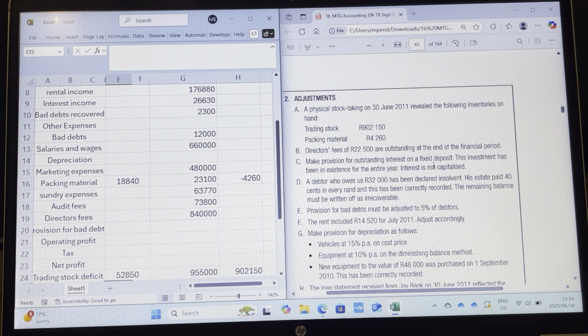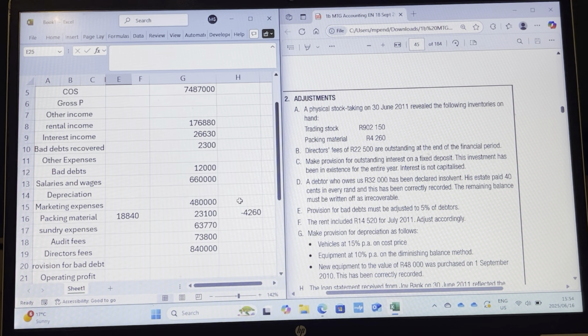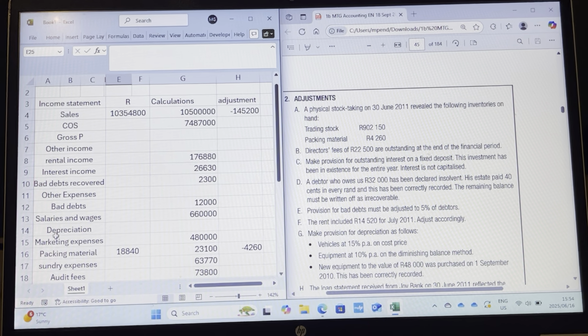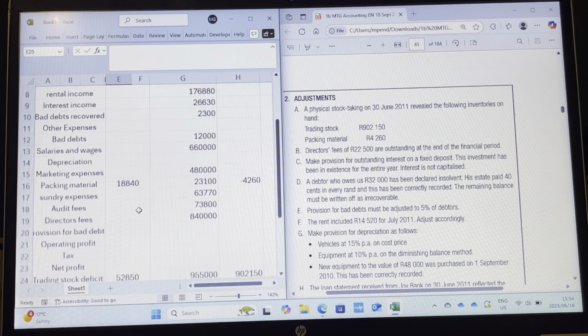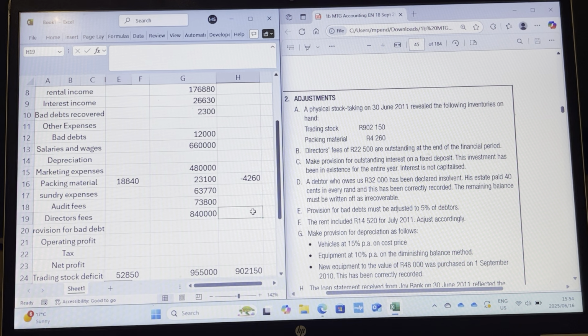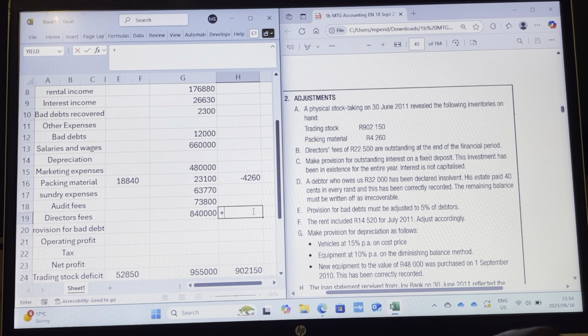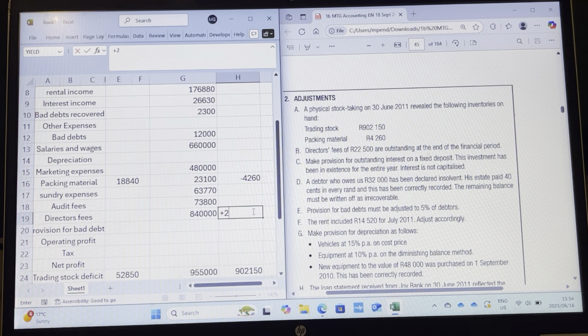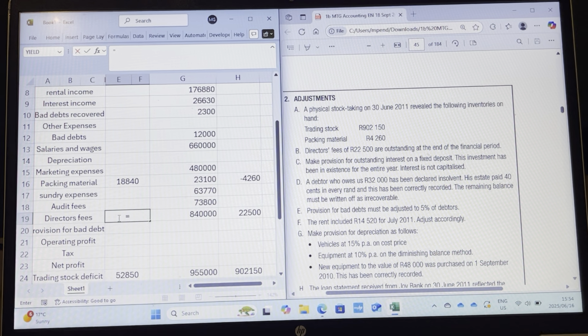Next, we have directors' fees of 22,500 outstanding at the end of the financial period. What does that mean? It means that we still have to pay the director 22,500. Means that we have to increase by 22,500, giving us a total amount of that 840 plus 22, giving it 862.